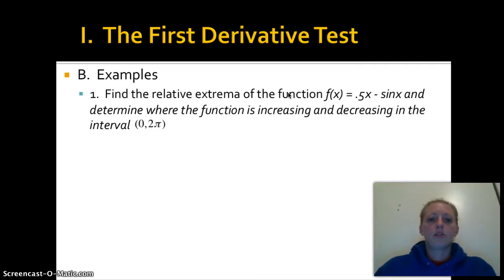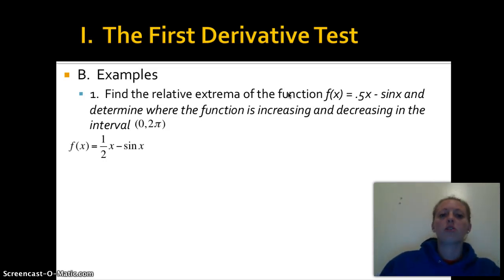So an example: find the relative extrema of the function f of x equals 0.5x minus sine x, and determine where the function is increasing and decreasing. So like everything else, we are going to start by taking the first derivative. So go ahead and do that. If you need to pause it, then please do. Remember, this will move quickly, but you're welcome to pause anytime.